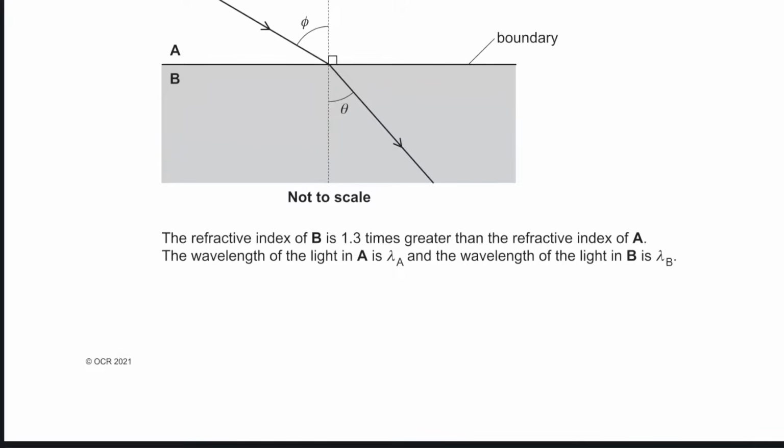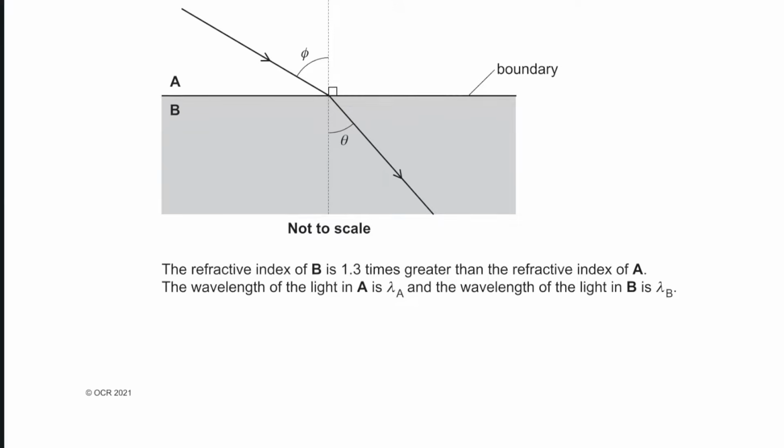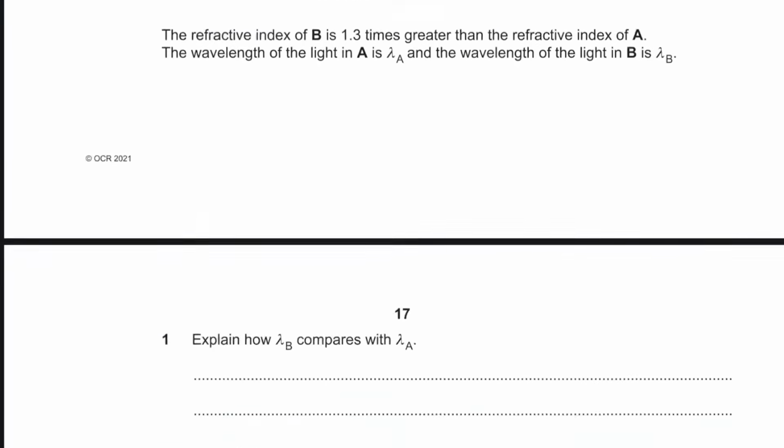So we have the refractive index of B is 1.3 times greater than the refractive index of A. Does that really matter? No, I guess it doesn't. So we can just say that's 1.3 and that's 1. Why not? Wavelength is that, fine.